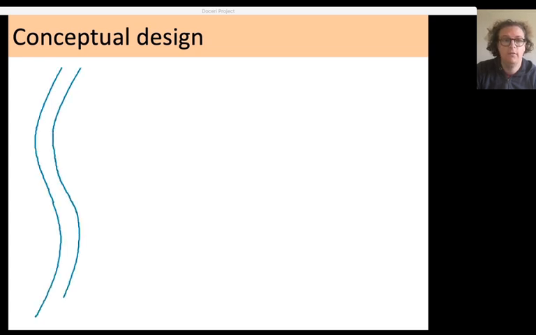All right, so conceptually, a constant rate injection is going to work something like this. We'll have an upstream location to collect background observations.